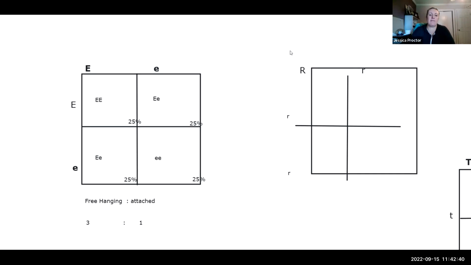So essentially what that means is, every single time this mom and this dad produce a child, they have a 75% chance of producing a child that has free hanging earlobes, and they only have a 25% chance of having a child with attached earlobes. Okay, is that making sense?